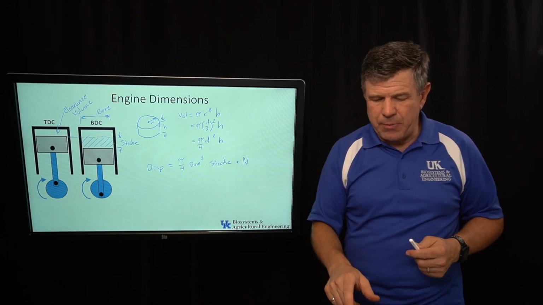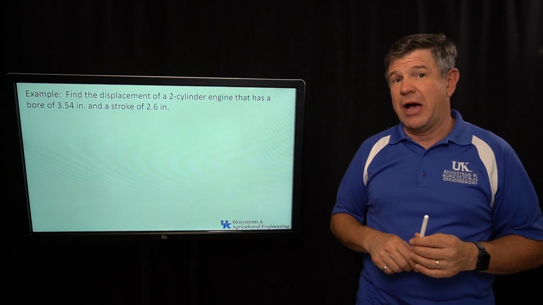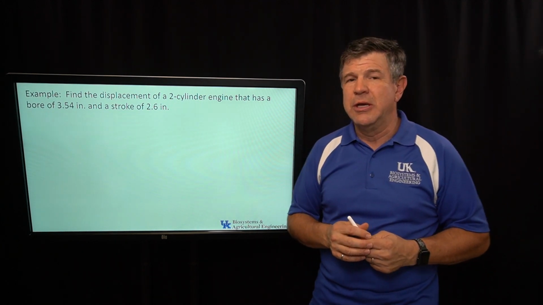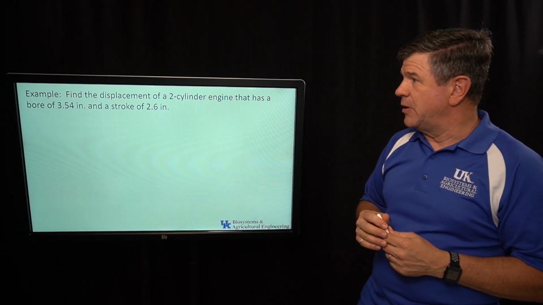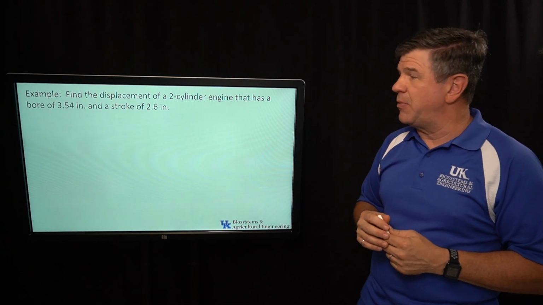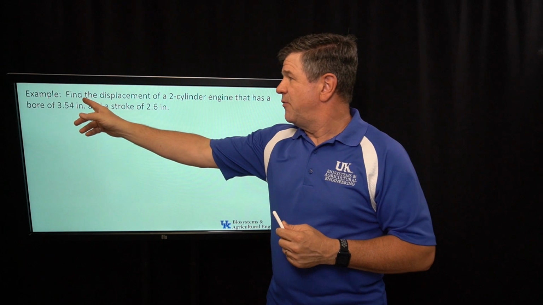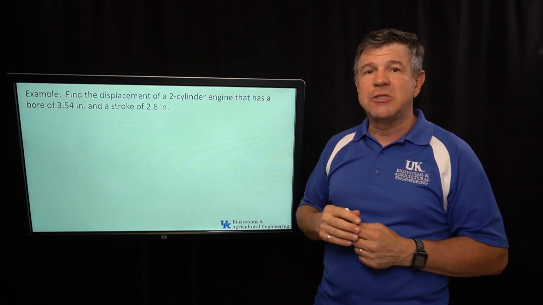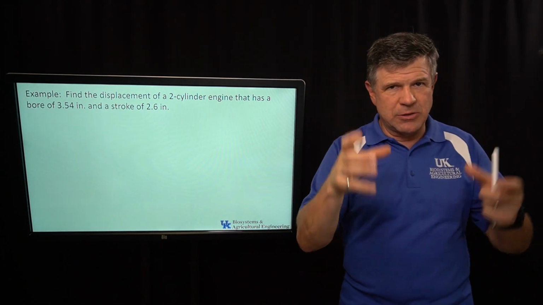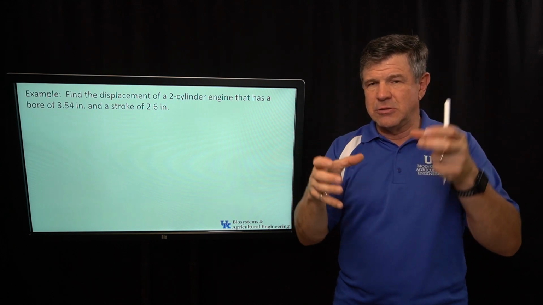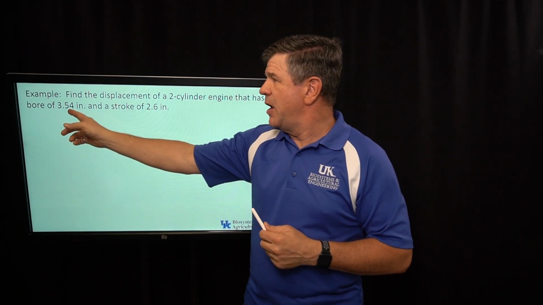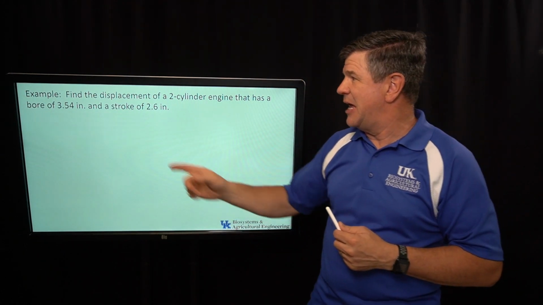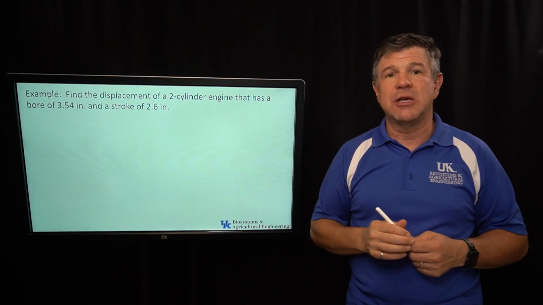So let's do a couple quick examples here of calculations. Use that equation to calculate some displacement related numbers. So here's my first example that I'll give you. It asks us to find the displacement of a two-cylinder engine. So there's two pistons in this engine, a two-cylinder engine, that has a bore of 3.54 inches and a stroke of 2.6 inches.